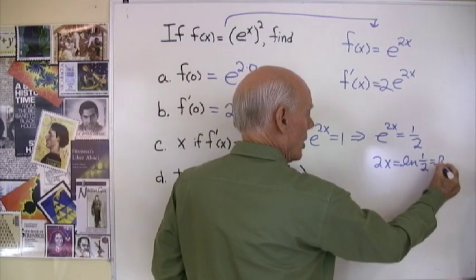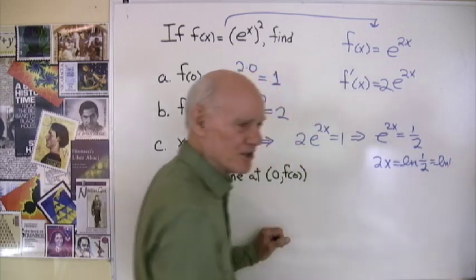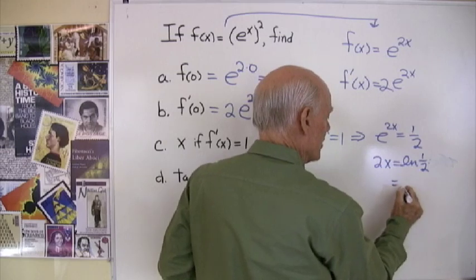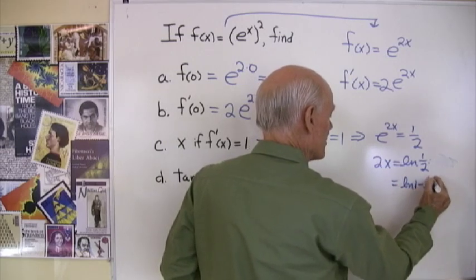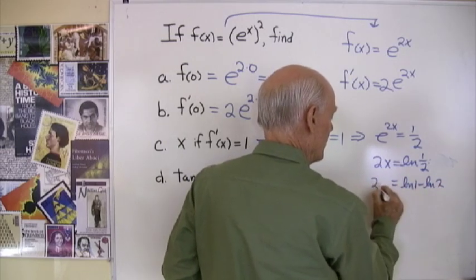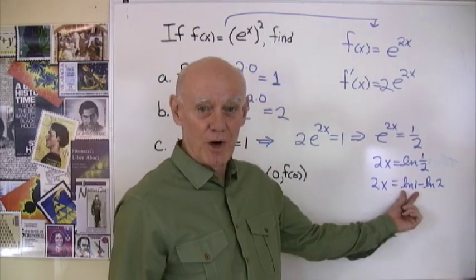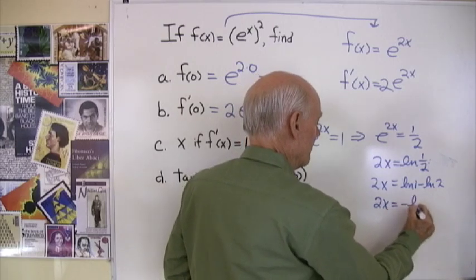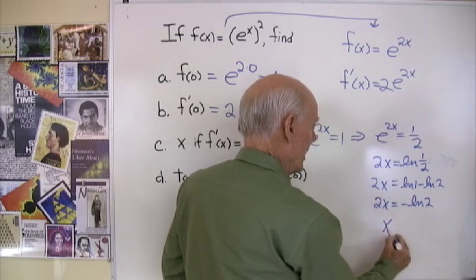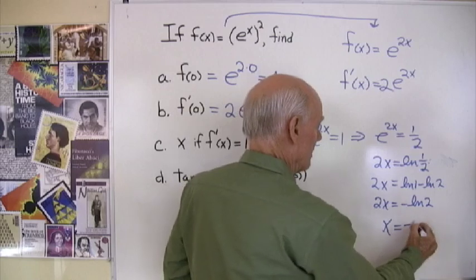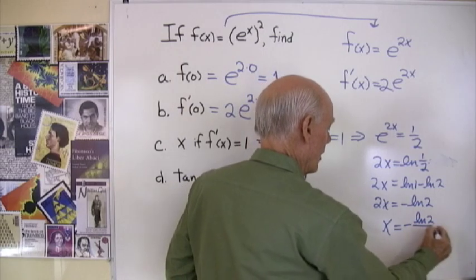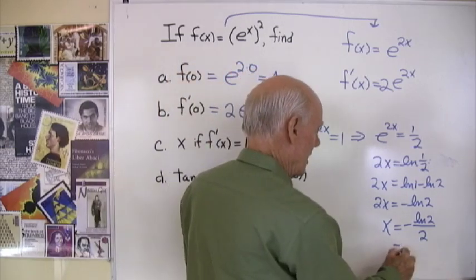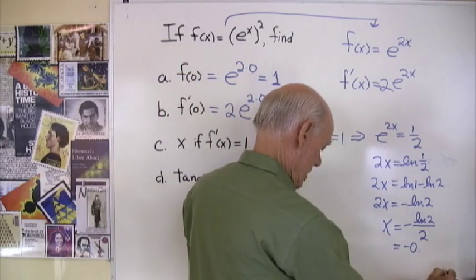Okay, so I'm going to look at this real quickly here. This is natural log 1. Is that still on the screen? Let's go down here. So this is natural log 1 minus natural log 2. 2x is equal to that. Natural log 1 is 0, so this is 2x is equal to negative natural log 2. So x is equal to negative natural log 2 all divided by 2. And I think as a decimal that comes out to be negative 0.3466.